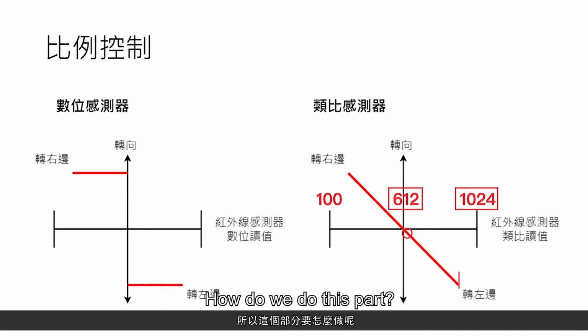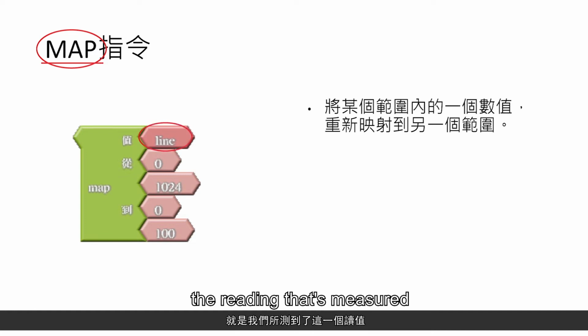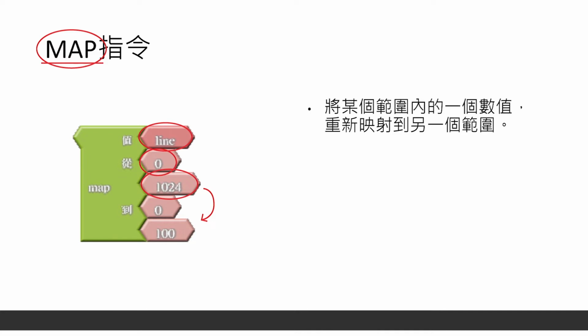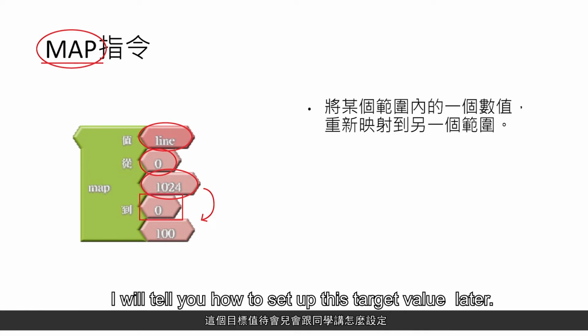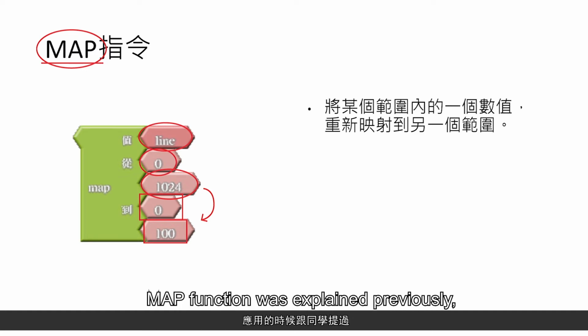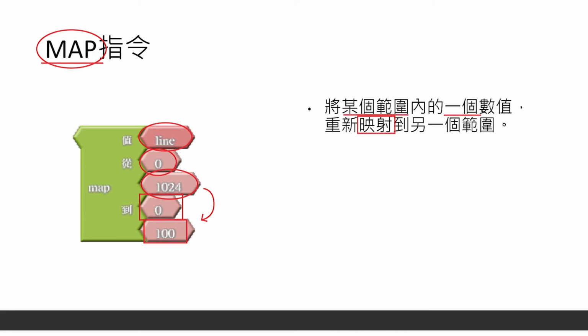How do we do this part? This can be performed using a function called map. For this map command, the reading that's measured is from 0 to 1024. Then it is converted to the motor's power value. I'll tell you how to set out this target value later. The application of the map function was explained previously. It can map a certain value range to another type of range. It will be mapped proportionally.